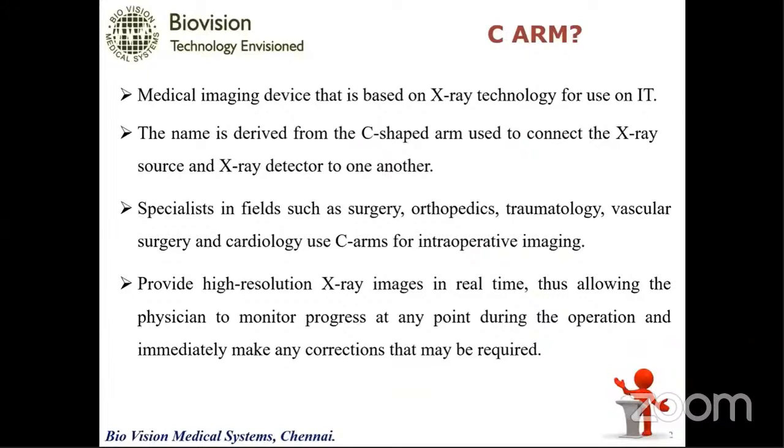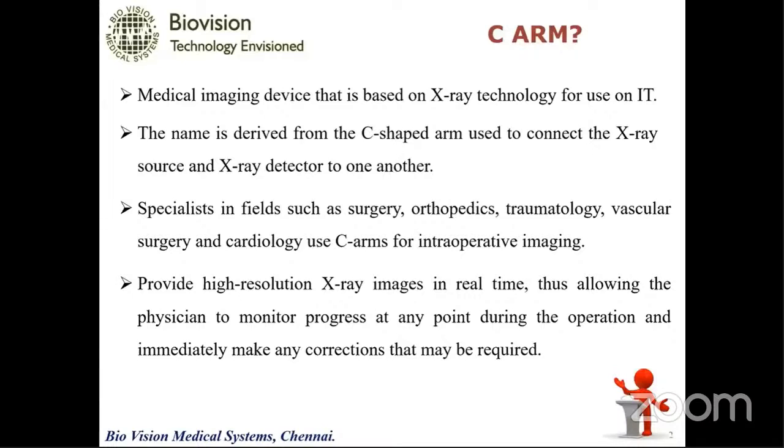There is something also called an O-arm. O-arm will be like a CT scan gantry, like an O shape. In the middle, you can place the table and you can perform your surgery. That is the O-arm. What we are going to see is about the C-arm, which has an X-ray source and an X-ray detector at both the ends of this C.